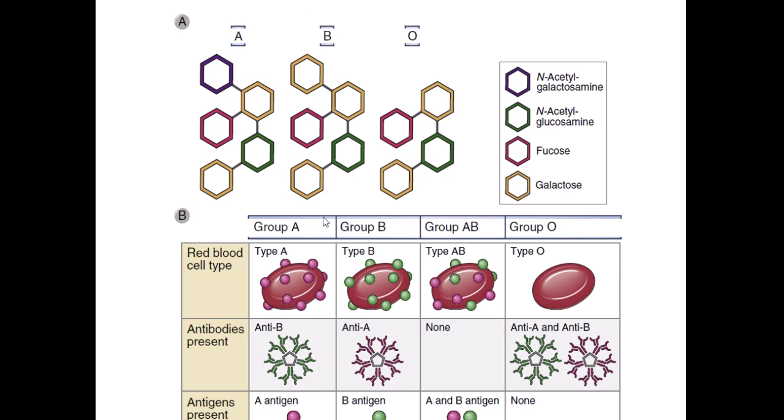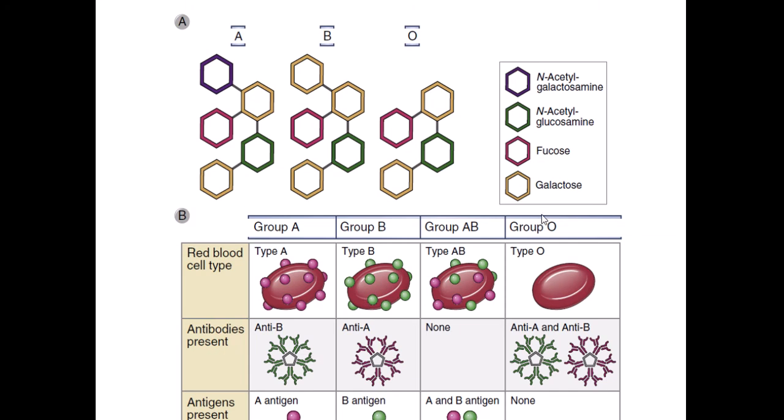So again, you have to understand the physiology regarding the red blood cells and their structure. Carbohydrate antigens, and acetylglucosamine for blood group A, on the surface.